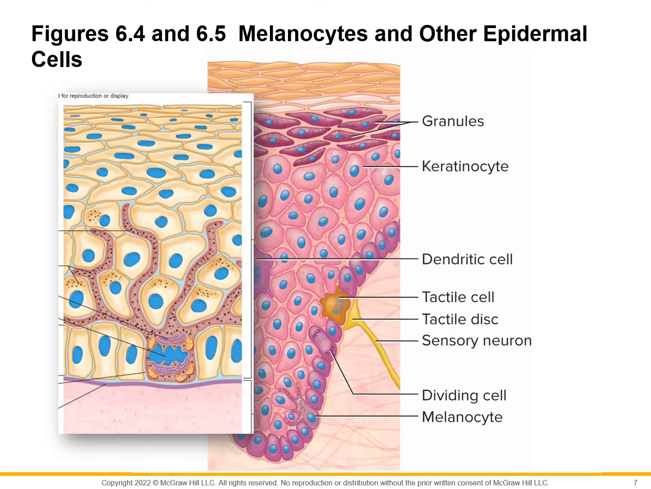But this is a picture in the previous edition, and you can see, all right, we've got this one layer of cells right here. This is the stratum basal. The cell body of the melanocyte is right here, and it has these tentacles that reach up almost all the way into the stratum granulosum.